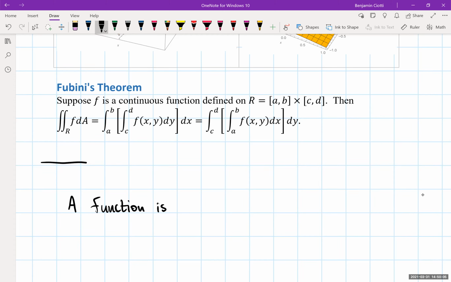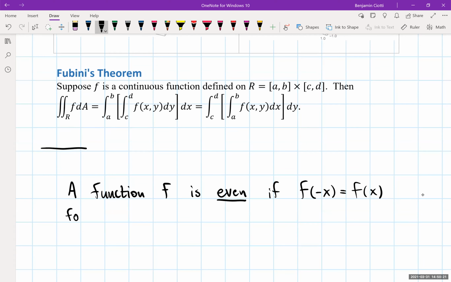A function f is even if f of negative x is the same as f of positive x, for all x in the domain. So in other words, when you plug in a negative x, the negative just disappears.